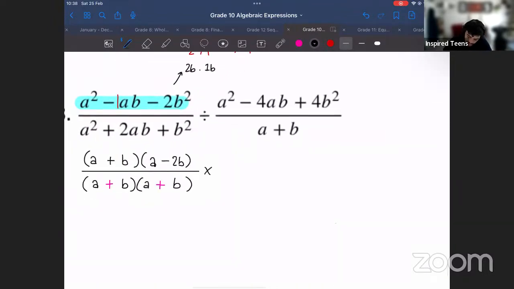In this case, I'm going to do that one time. I'm going to change it to multiplication. I'm going to take a plus b to the top, and then I want to factorize this at the bottom. I'm just flipping it. I want you guys to factorize this example as well.